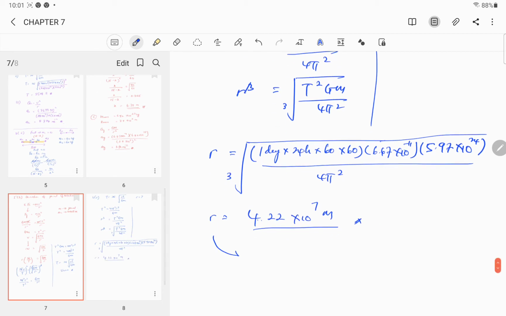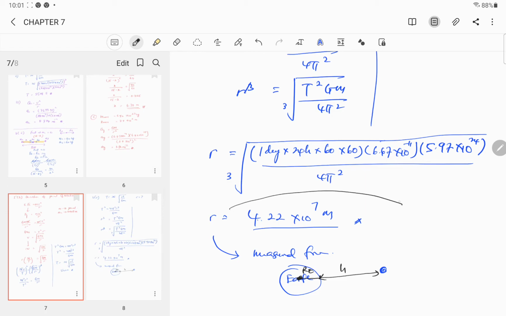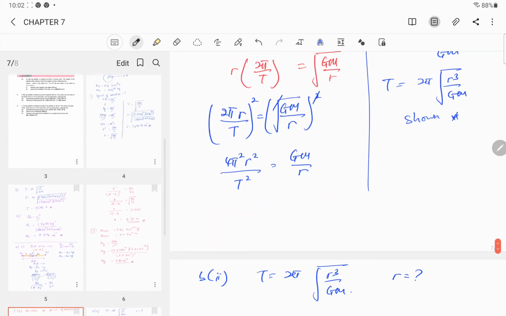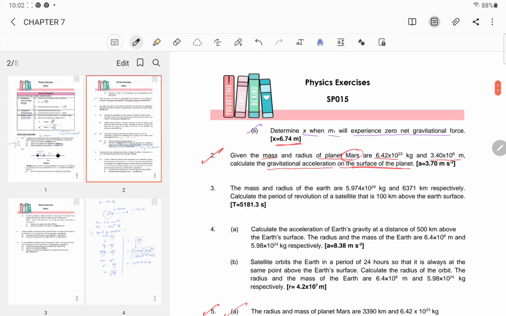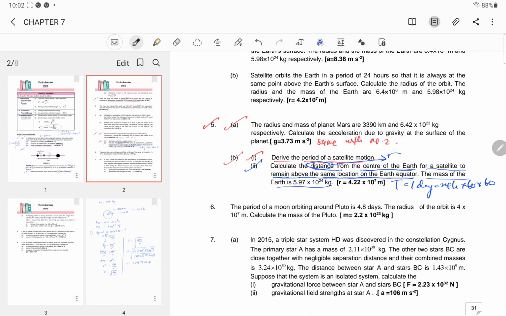Okay, remember that this R is measured from what? Okay, so this is the Earth, our satellite. Our R is from here, the center of Earth. This is the radius of Earth. So R is the radius of Earth plus the altitude. So if the question asks only for altitude, then H equals R minus R Earth. But what does this question want? It wants the distance from the center of Earth. So it means we just need to find R.